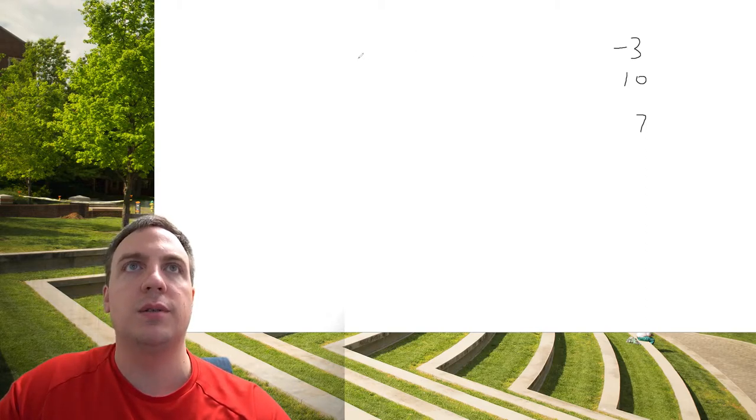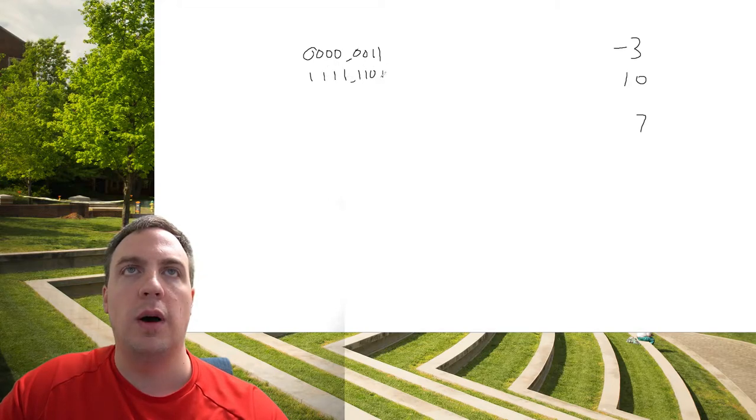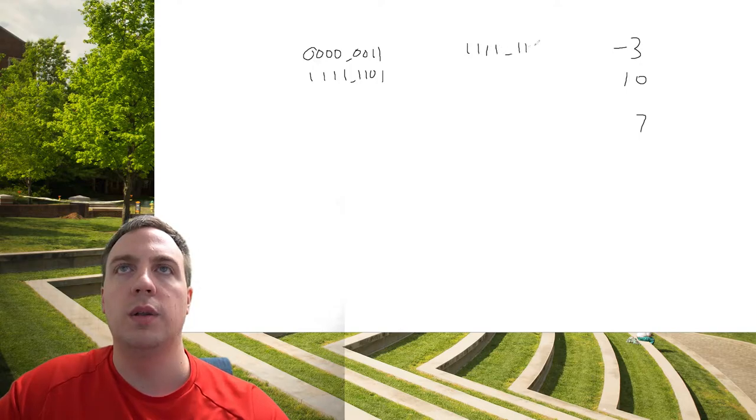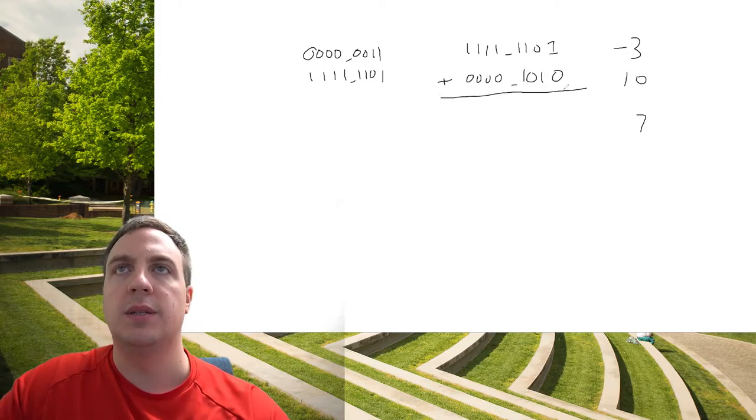To figure out what -3 is, we would take 3 and take the 2's complement. So 3 is 0000 0011. If we flip all the bits and add 1, we get something that looks like this. So now we do 1111 1101 + 10, which is 0000 1010. Let's add those two things together.